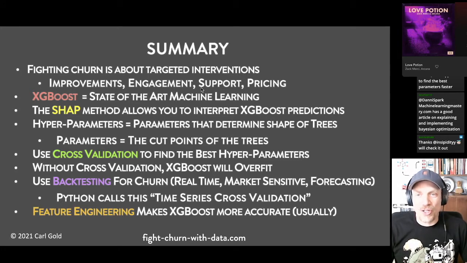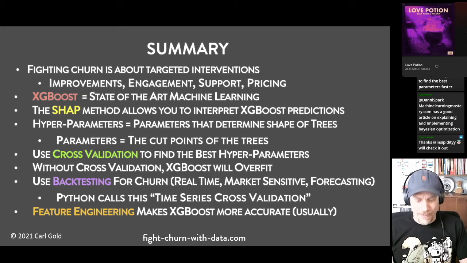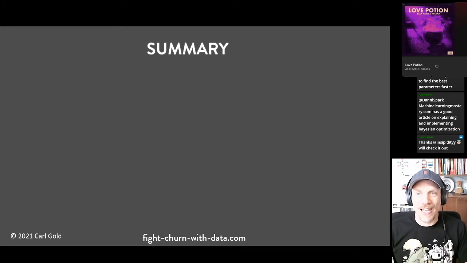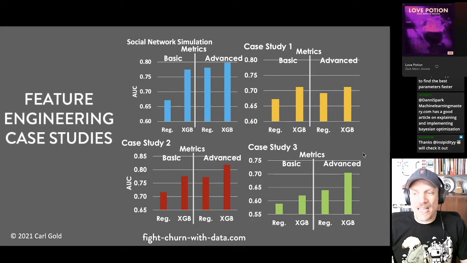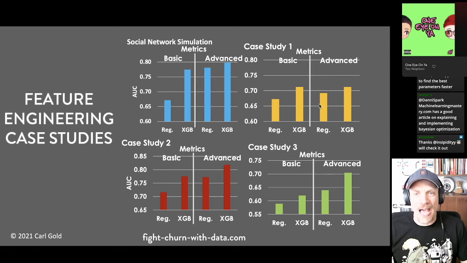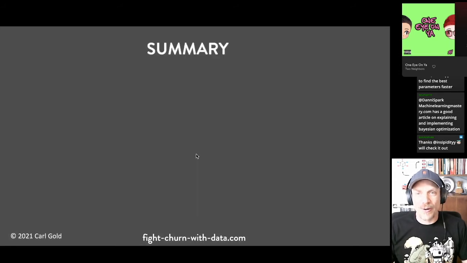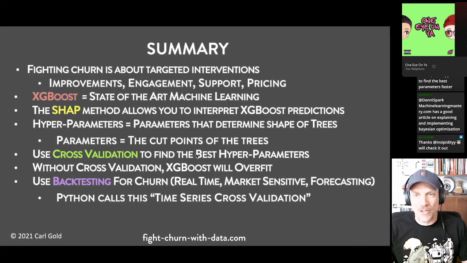Lastly, feature engineering makes XGBoost more accurate, usually. As I said on the last slide, in this one out of 4 case, actually, feature engineering to get advanced metrics did not really help the accuracy. But in most cases that I've worked on, doing a good job on feature engineering will improve your accuracy, and you should definitely do it.